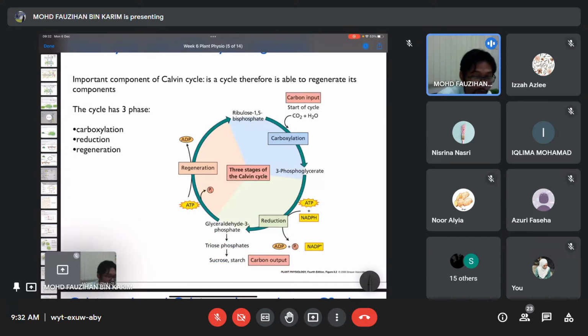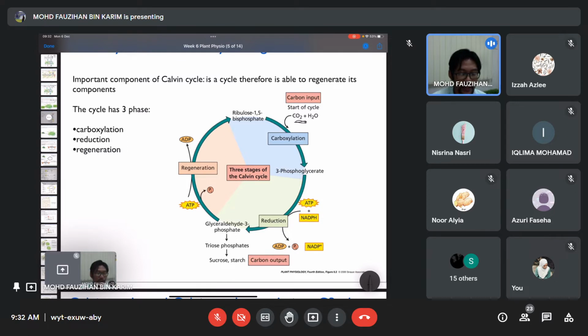But the processes you have to know, there are 3 that are important: carboxylation, reduction process, regeneration. Right? Carboxylation is the carbon fixation. Carbon from the atmosphere goes into the stomata. And then the carbon dioxide will go into the mesophyll part, and then will be captured by ribulose 1,5 biphosphate.